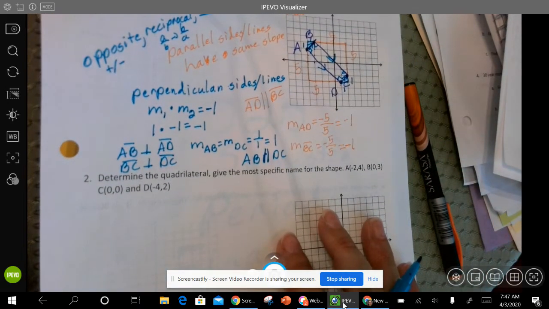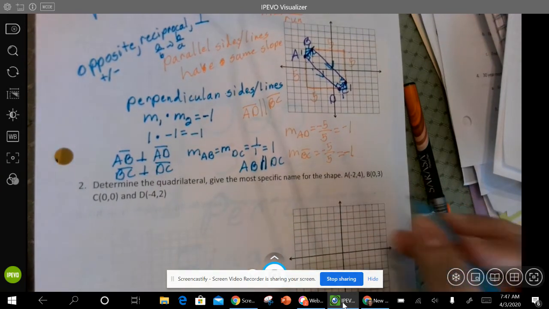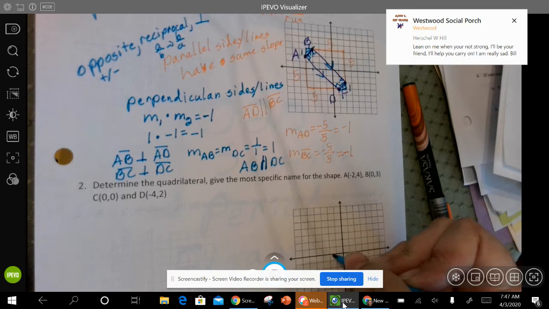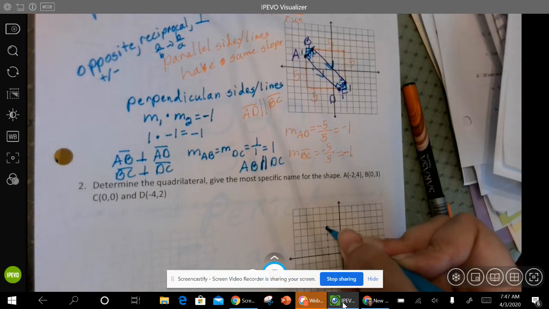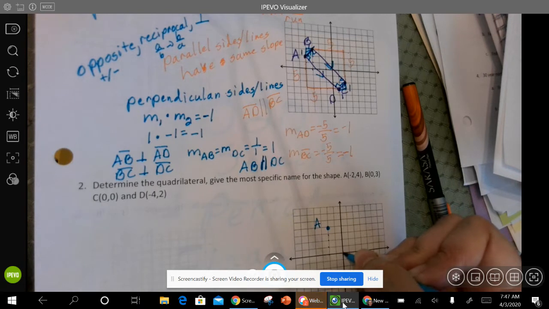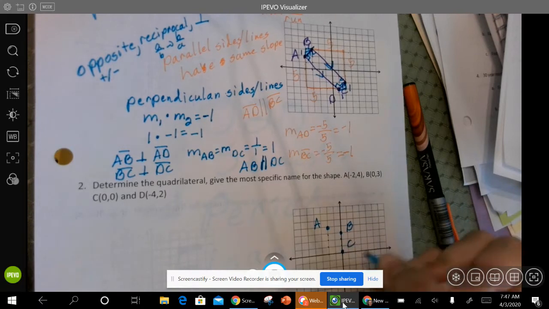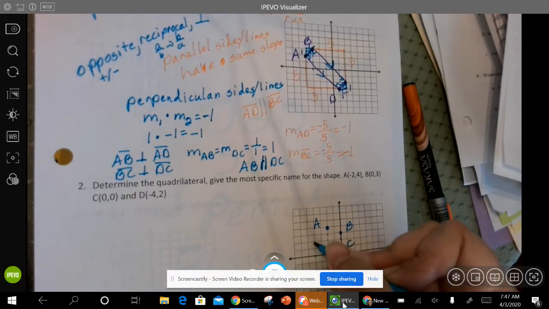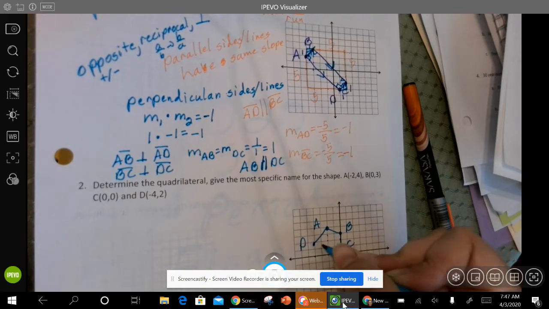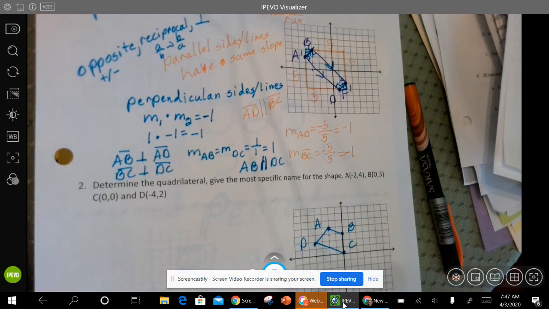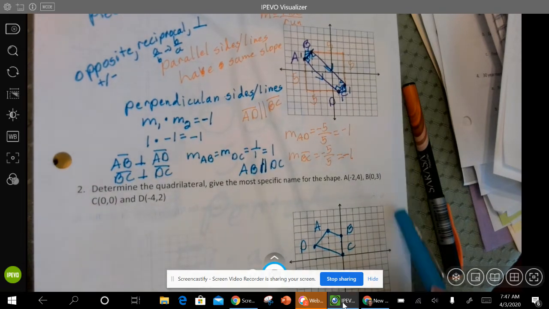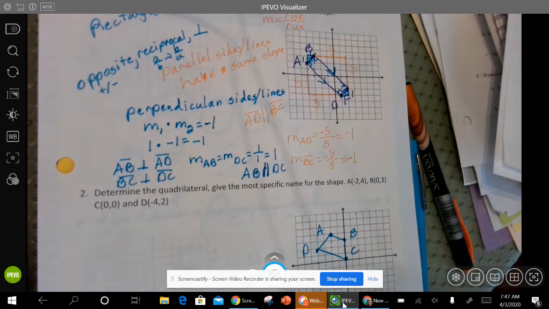Okay, so it says determine the quadrilateral given the most specific shape. So we'll go ahead and graph it. So it's at -2, 1, 2, 3, 4. And then 0, 1, 2, 3 for B. 0, 0 for C. -2 up 2 for D. Okay, so for me it looks like this is probably going to be, so we can go ahead and figure it out.